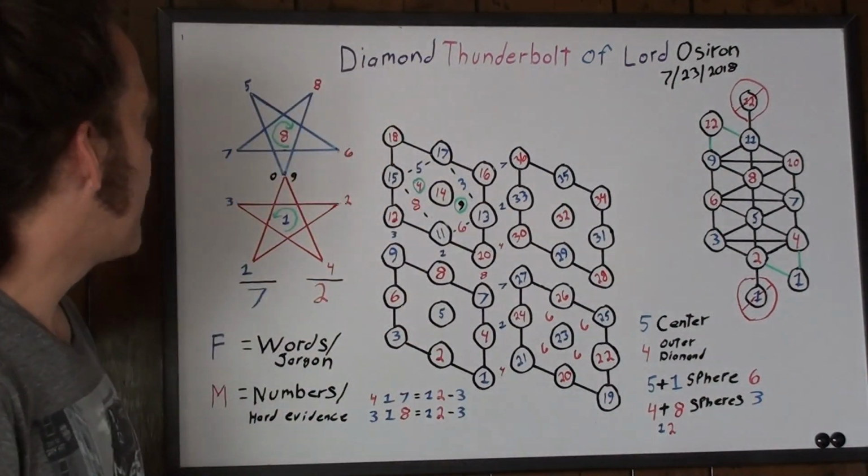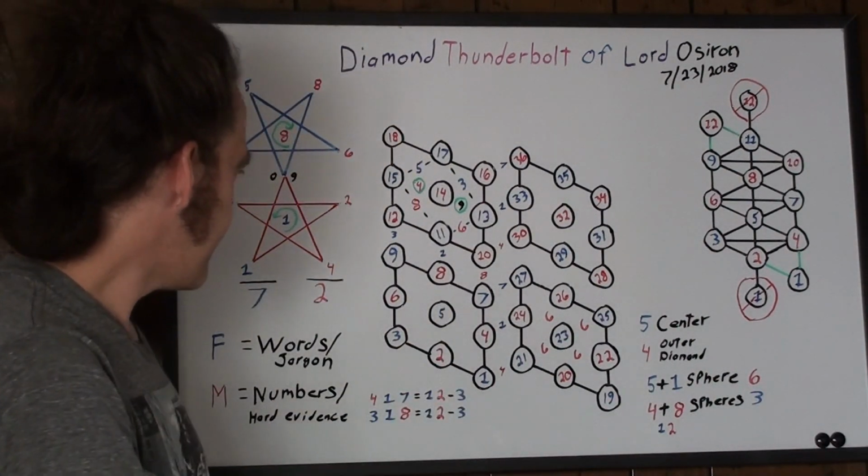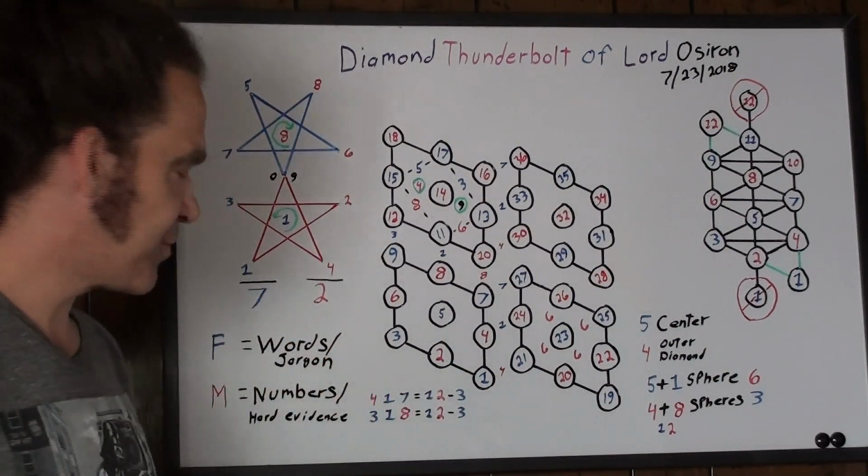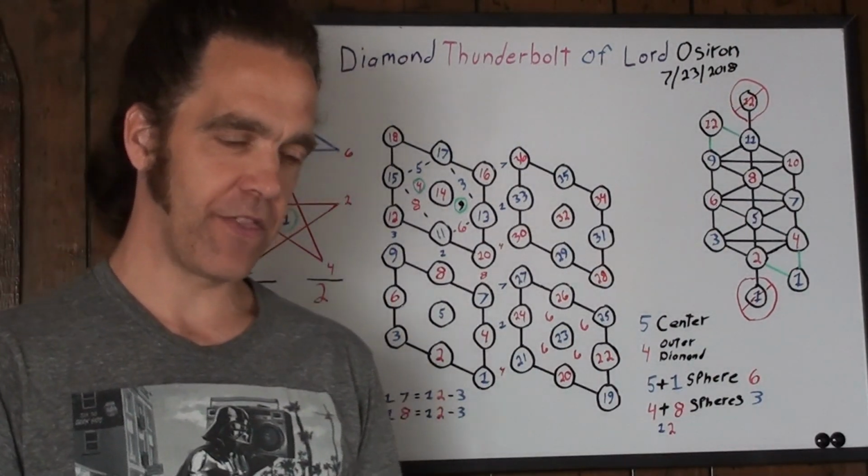So this is the Diamond Thunderbolt of Lord Osiron, and a more in-depth explanation of the pentagram structure.